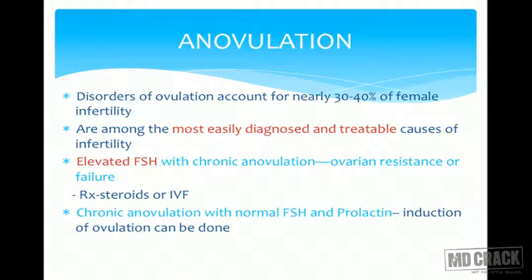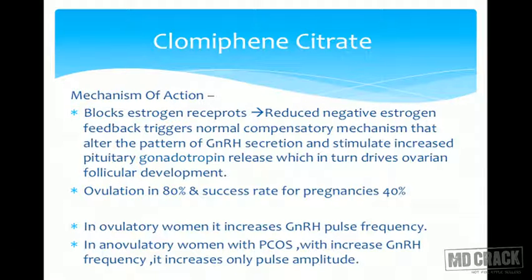Chronic anovulation with normal FSH, normal prolactin, we should start induction as early as possible with drugs like clomiphene citrate. It's a very commonly used drug. It blocks the estrogen receptors and thus causes more stimulation of GnRH, thus leading to pituitary secretion of gonadotrophins and thus selection of follicle, and there would be 2 or 3 follicles getting selected. Ovulation is possible in almost 80% of the patients on clomiphene citrate. Success rate of pregnancies is around 40%.